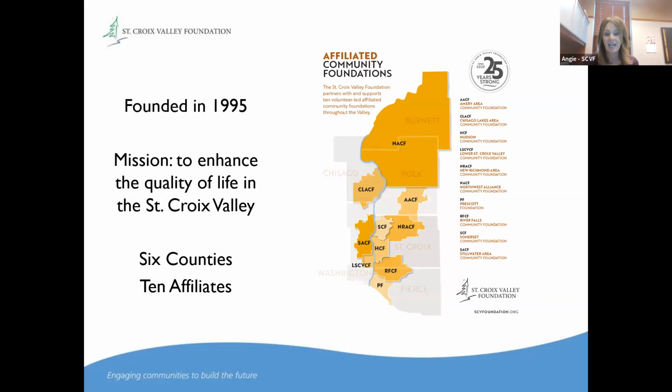So since that time, the mission has remained very constant, and that is to enhance the quality of life in the St. Croix Valley. And we've grown. We now serve 6 counties. This is a picture of our service area.